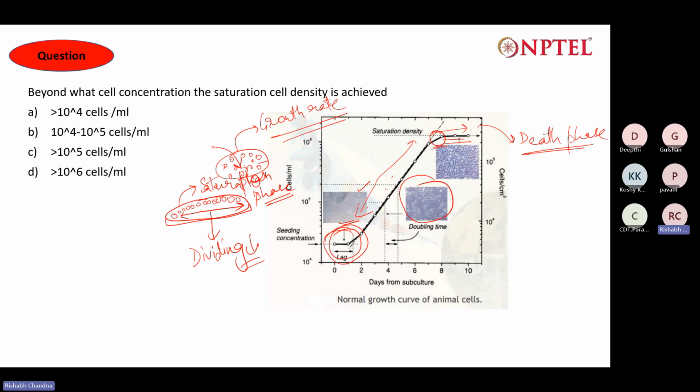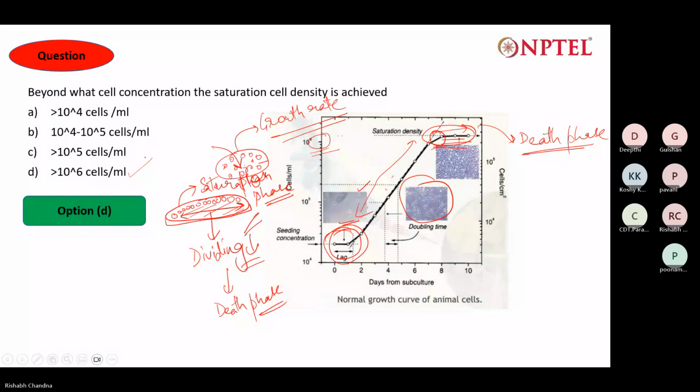Okay. Now, what will happen if we do not passage cells after this time? They will enter into the death phase. So they'll now start scraping on their own from the culture plate, and the dead cells will start floating in the medium. Okay. So this happens in the normal scenario, and this is the normal growth curve of this particular animal cell. So according to the diagram, as we see, if we have a saturation density of greater than 10 to the power 6 cells per ml, the saturation density is achieved. Okay, so the correct answer is option D.